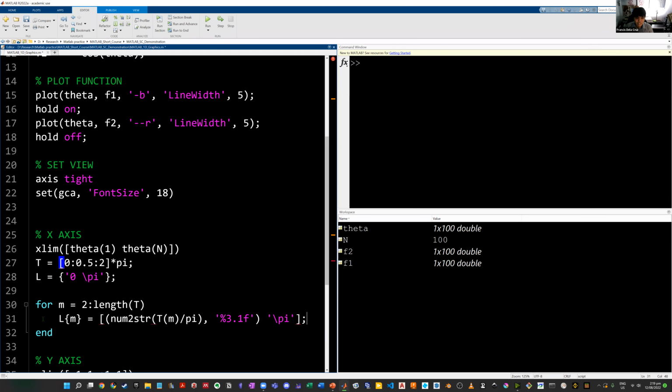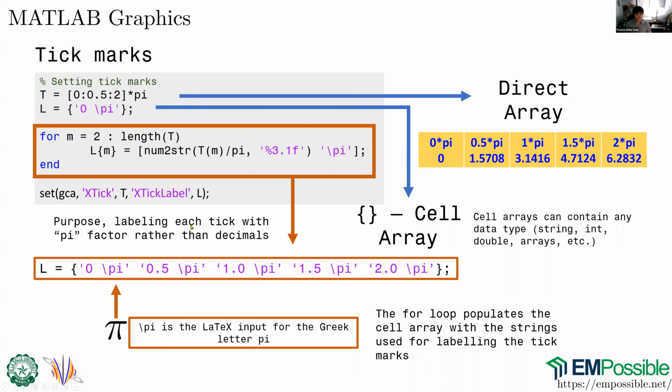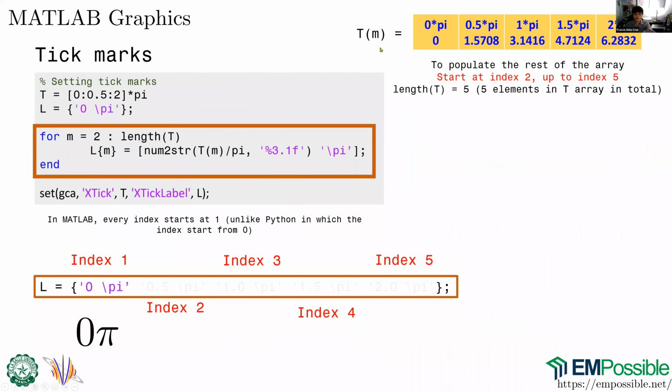Let's go back to our presentation. First, we just made a T array, right? So this is your T array with 5 elements, as you can see at your upper right. To populate the rest of this L cell array, we already have the index 1 value, which is 0 pi. We need to put 0.5 pi, 1.0 pi, 1.5 pi, 2.0 pi inside this L. And this L will serve as our tick label.